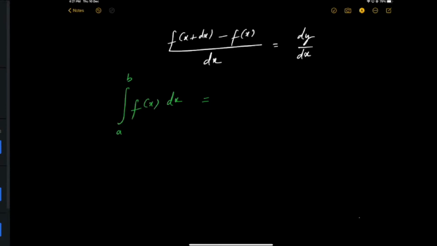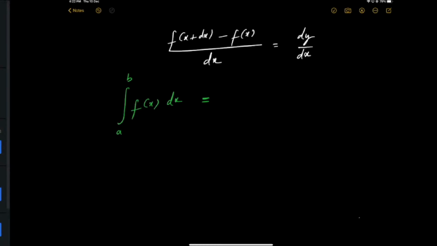What is derivative of sin x? Cos x. What is derivative of cos x? Minus sin x. What is derivative of natural log of x? It is 1 by x. What is derivative of e power x? It is e power x. What is derivative of x power n? It is n into x power n minus 1. So you write derivatives. In the same way, there are formulas for integrals, okay, which I will discuss just now.